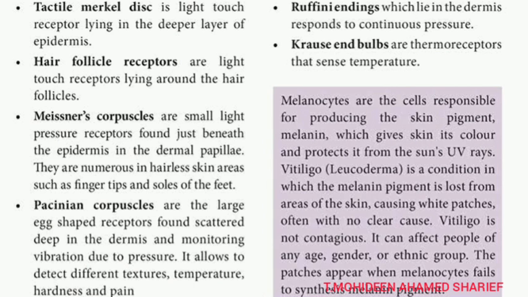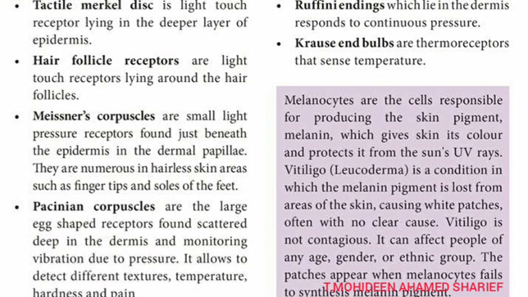So, have you heard of melanocytes? Melanocytes are responsible for producing the skin pigment melanin, which gives skin its color and protects it from the sun's UV rays. Vitiligo, or leukoderma, is a condition in which the melanin pigment is lost from areas of the skin, causing white patches, often with no clear cause. Vitiligo is not contagious. It can affect people of any age, gender, or ethnic group. The patches appear where melanocytes fail to synthesize the melanin pigment.